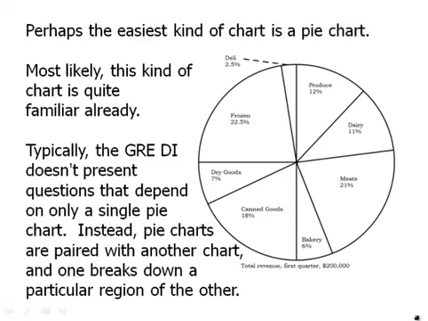Typically, the data interpretation doesn't present questions that depend only on a single pie chart. That would be a bit too easy. Instead, the pie charts are usually paired with another type of chart, and one breaks down a region of the other. So for example, a slice of the pie chart might be subdivided in a bar chart, or one particular bar in a bar graph might be subdivided into a pie chart. So pie charts usually appear paired with some other kind of graph like that.